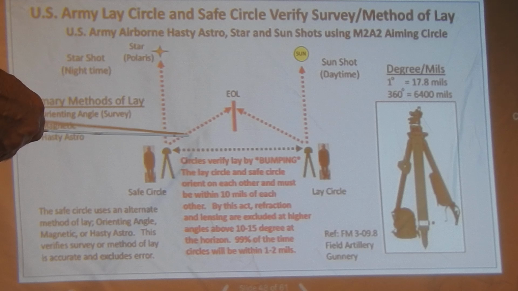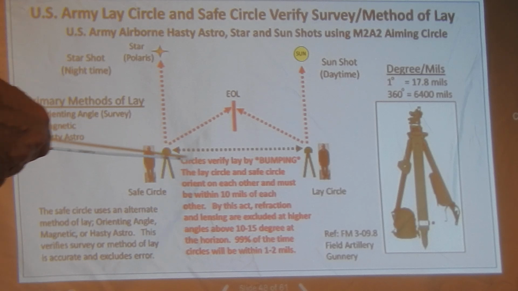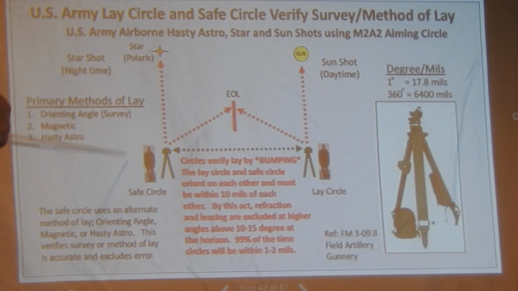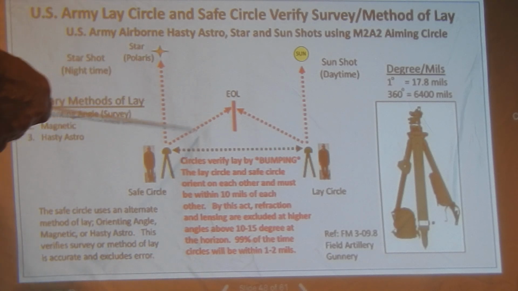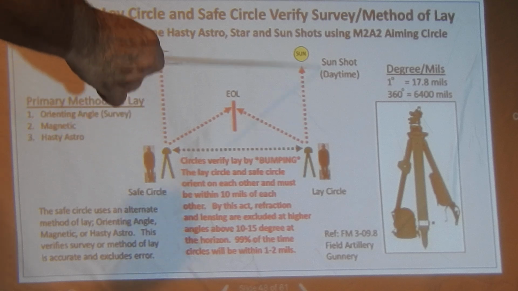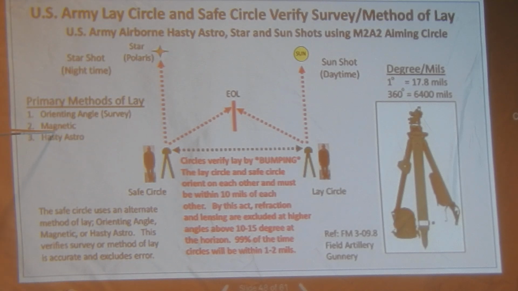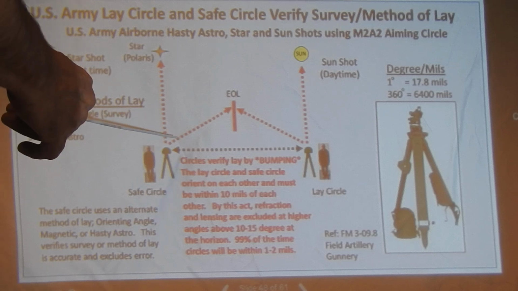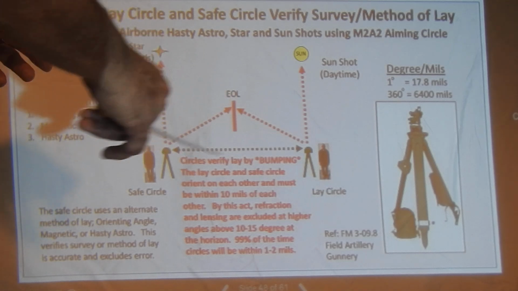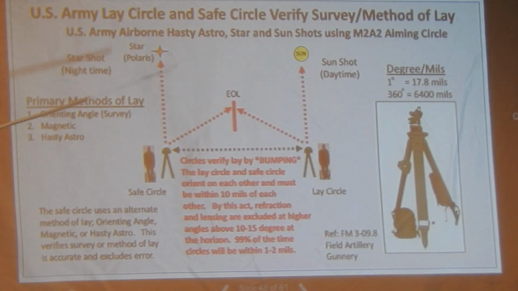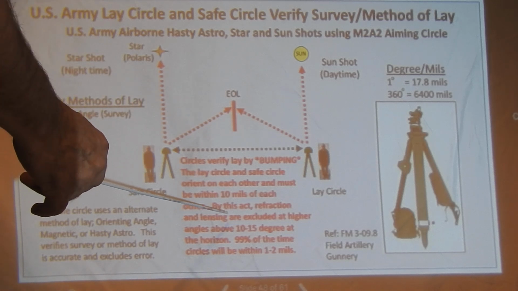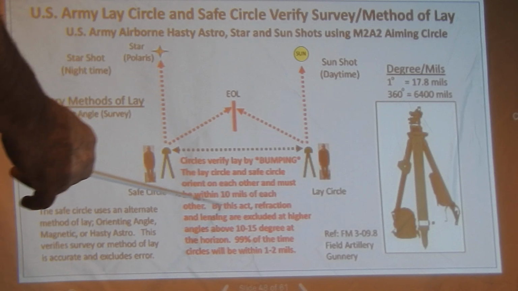We have two circles. The circle on the right is the lay circle, and the circle on the left is a safe circle. And what they do is they do independent, different lays. So the lay circle may use the sun in the daytime, and then there are three primary methods of lay: oriented angle, or survey, or magnetic. And this circle would go magnetic. Once they orient, then what they do is they turn an angle on each other. They bump, or they look at each other. And when they bump, they have to be within 10 mils of each other.